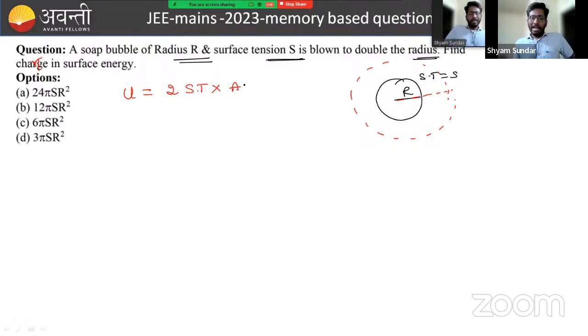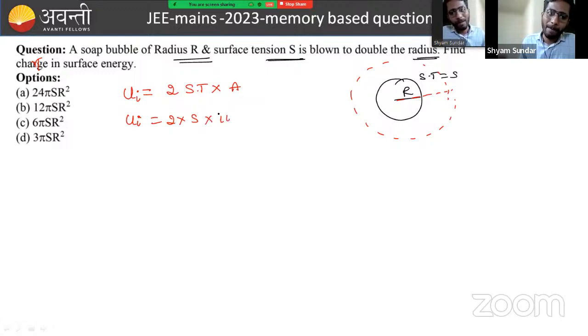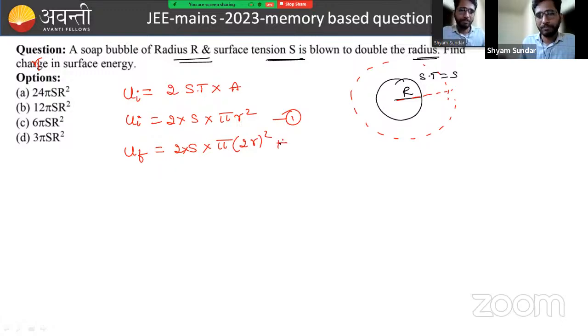Okay, they're asking the change in surface energy. Now, the initial energy U initial will be equal to 2 into surface tension S into area, which will be pi, they've given radius r, right? R square. I will call this equation number 1. Next, the final potential energy will be equal to 2 times the surface tension, which will be the same, they are saying, and then pi into r, whose value will be here 2r whole square.